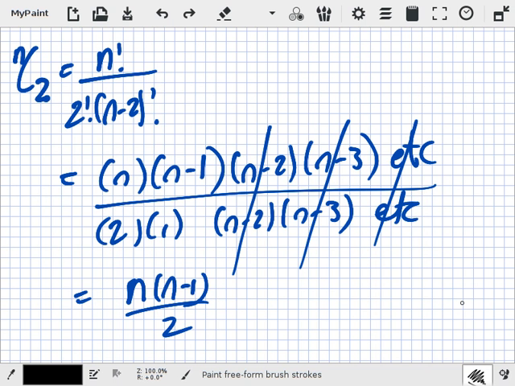So nC3 would be n minus 2 over 3. If you want to try and figure out nC3, it would be, this would be a 3 factorial, so there'd be a 6. And then what would happen here is n minus 3, so you'd have an extra n minus 2 on the top. So it'd be n minus 1, n minus 2 over 6.